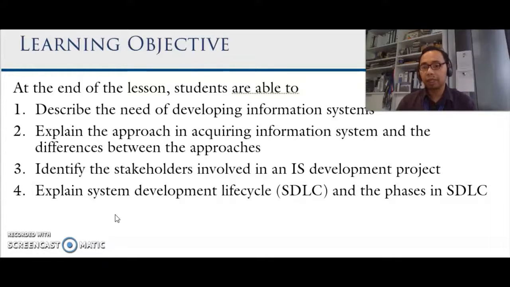For prototyping and application development, I do not have videos for that, but I think it is self-explanatory. You can go to Google and search for these two topics. For rapid application development, I have videos in this slide, so please watch this video. For these two topics, I just want you to know briefly what these two non-traditional SDLCs are. There will be a quiz, but I will update you later on that.